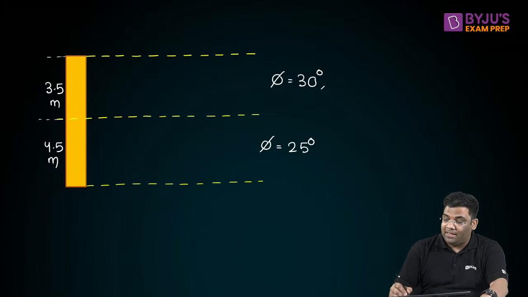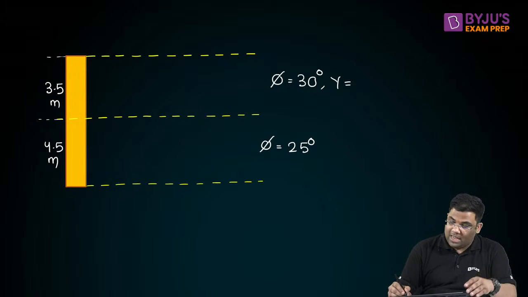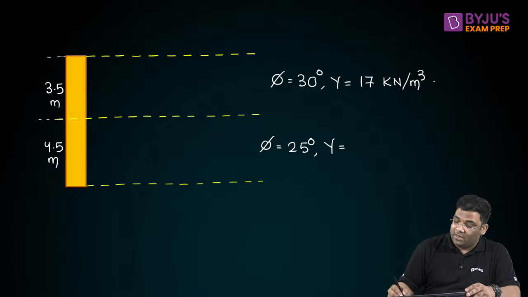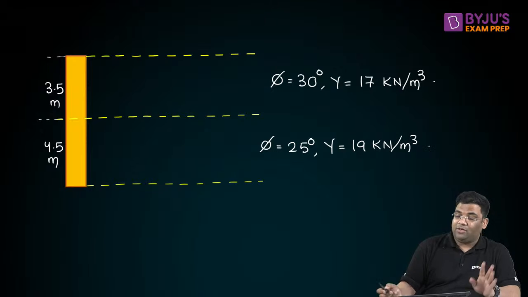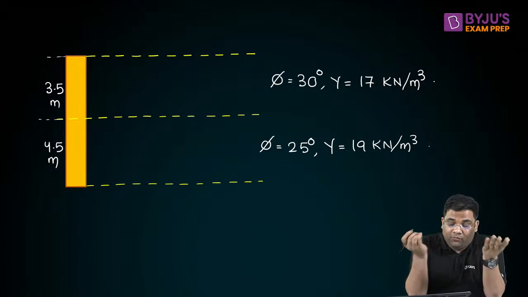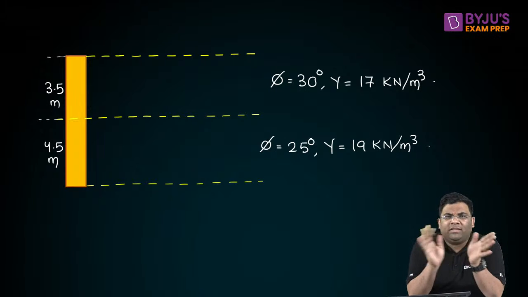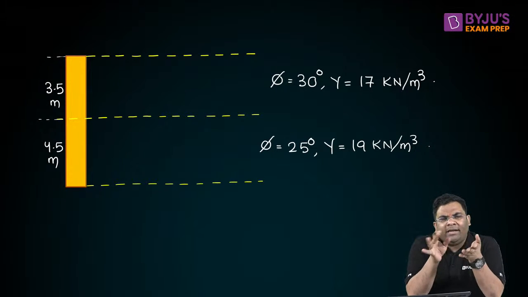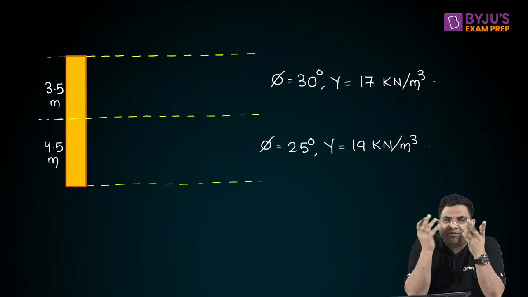And suppose gamma here is 17 kilonewton per meter cubed. We will start with a very simple case. We will not have complications of your surcharge and all, okay. So these data are given to us and we are asked to find out the total earth pressure force. Now for this there is no surcharge, there is no water. So I'll find only due to soil only. If water and surcharge are there, we'll do it separately.